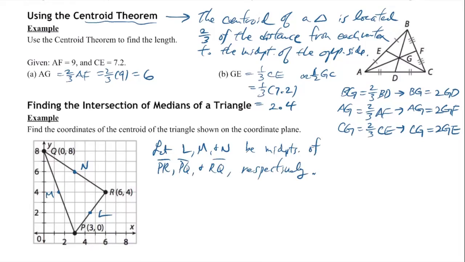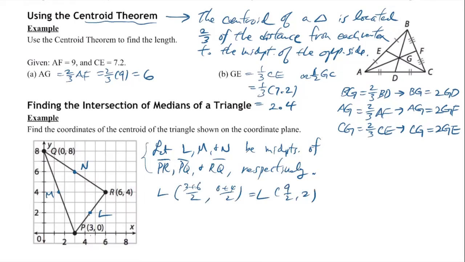So that's why you want to have these let statements and stuff like that. Let people know what's going on. So L is the midpoint, and the midpoint formula is what? The average of x and the average of y. So that's 3 plus 6 over 2, and 0 plus 4 over 2. And that means L is going to be 9 over 2, comma 2. 4.5, comma 2.